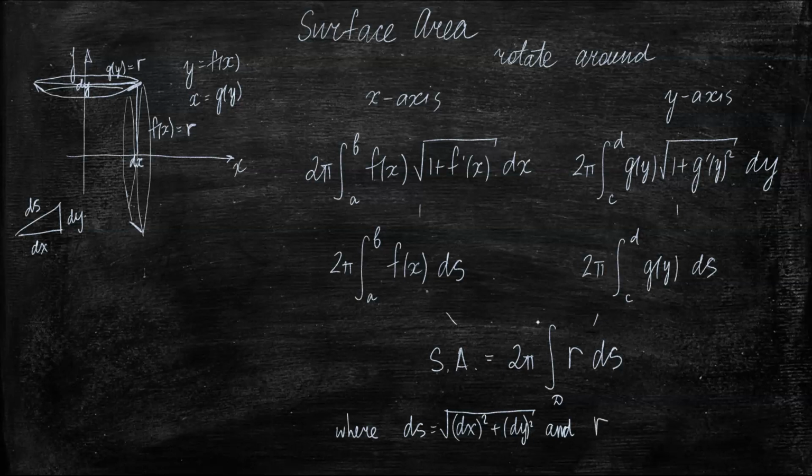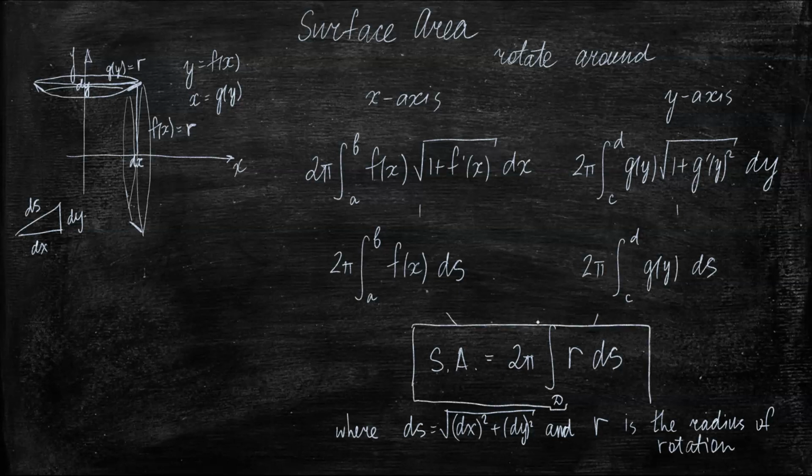And r is the radius of rotation. So this one, just by remembering this one formula, you can actually remember all formulas for computing the surface area. And not only this, it adds two more formulas to the list that we would have to remember.